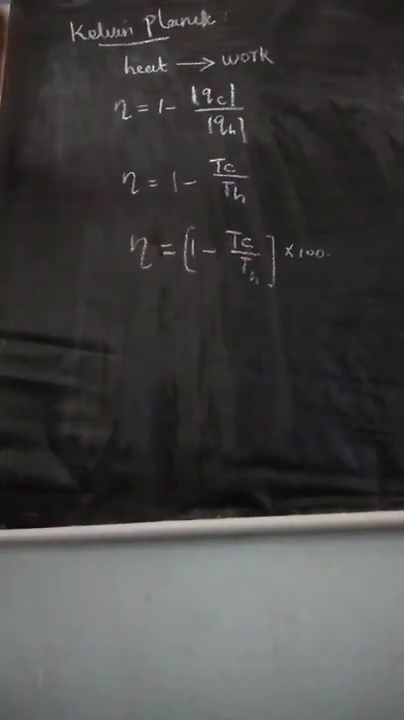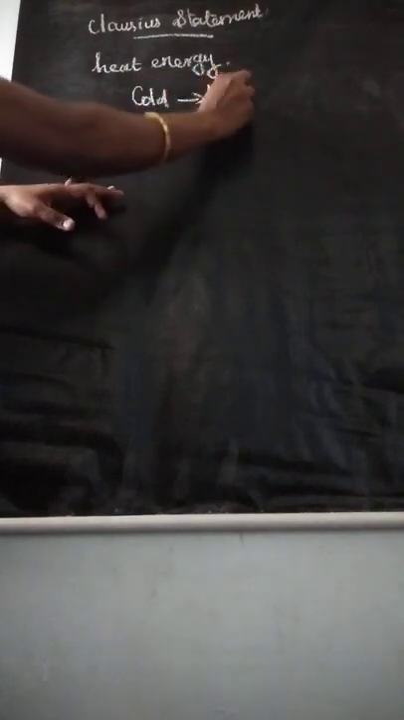So totally two statements we learned. First statement, entropy statement, and second one, Kelvin-Planck statement. Now see the third statement, Clausius statement. Clausius statement means it is impossible to transfer heat from a cold body to a hot body.